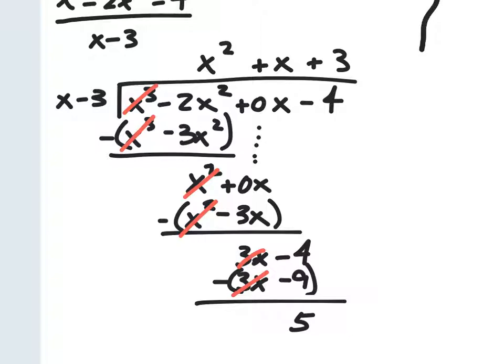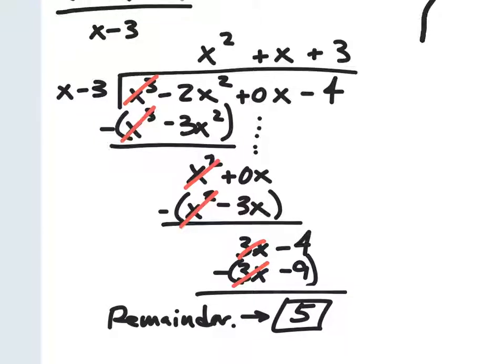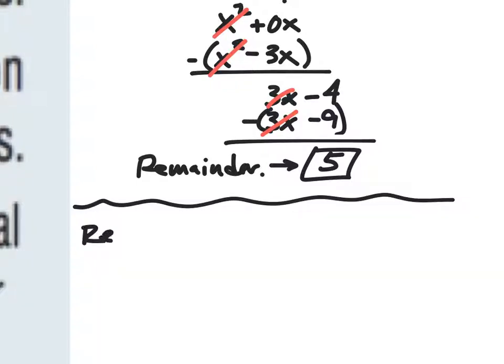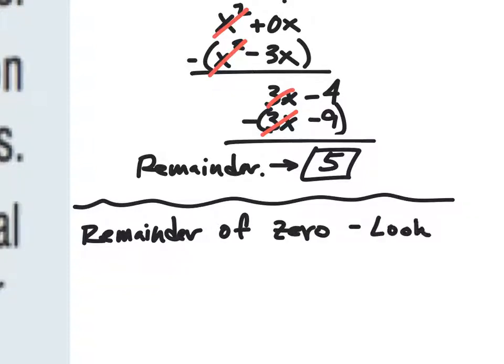Now, this is my remainder, and we're going to use that here in a second. Our remainder here is 5. When we normally do long division, we want a remainder of 0. So we're going to talk about that here in a second, what it means when you have a remainder of 0. That's what we're kind of looking for.